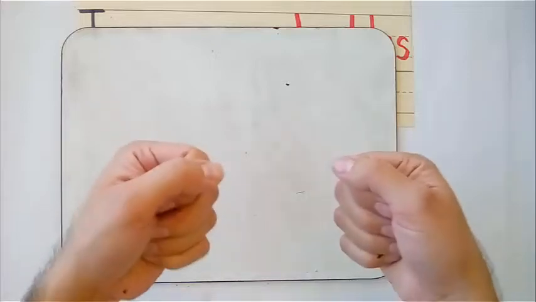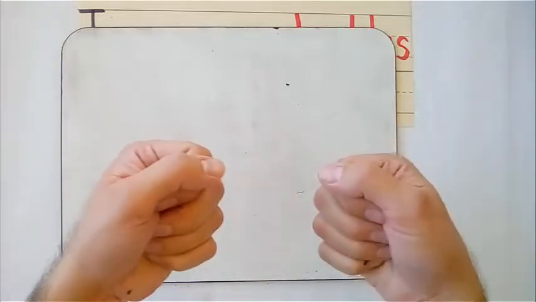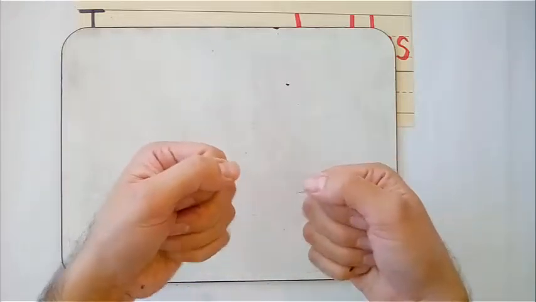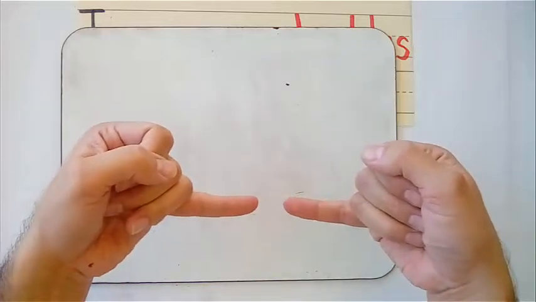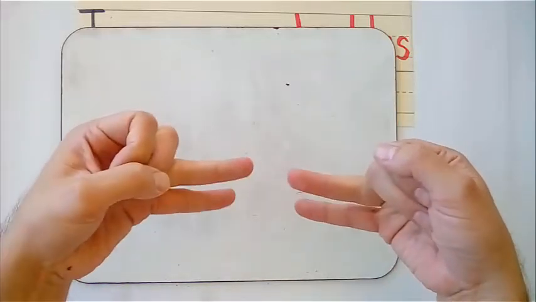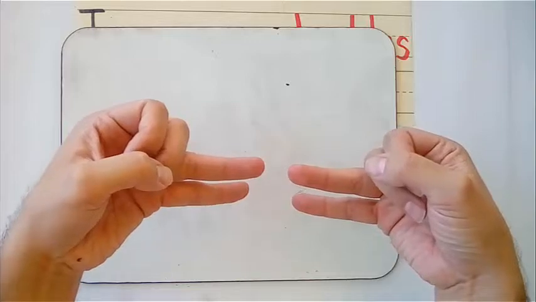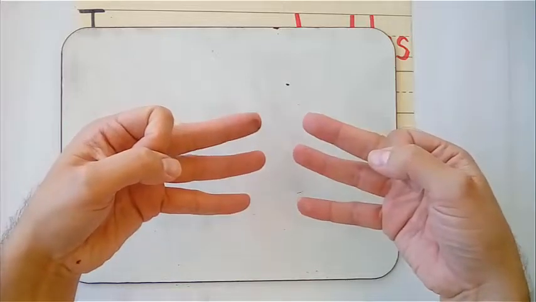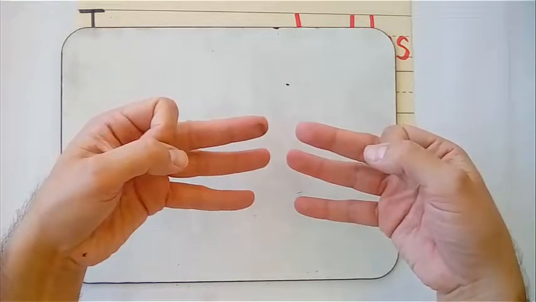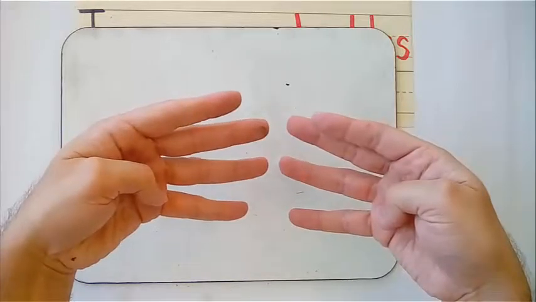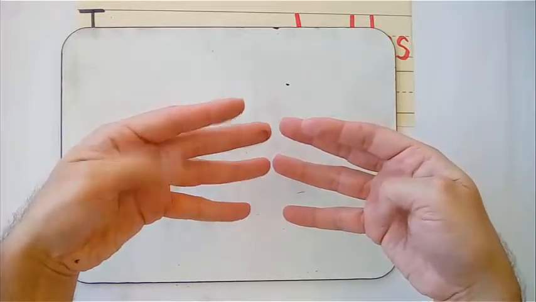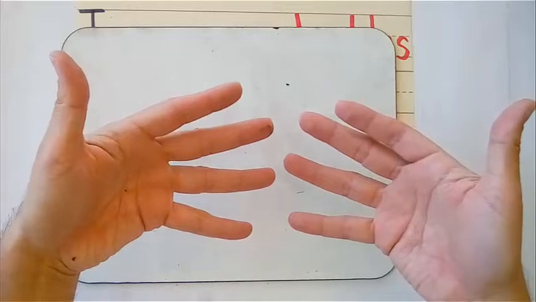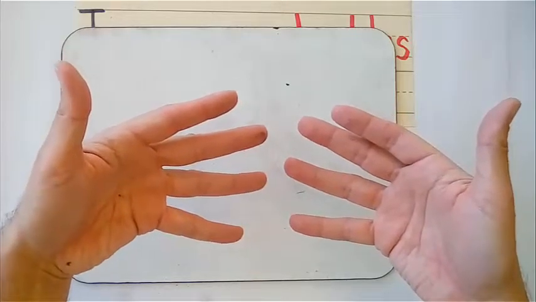Let's do it one more time. Let's do it together. 0 plus 0 is 0. 1 plus 1 is 2. 2 plus 2 is 4. 3 plus 3 is 6. 4 plus 4 is 8. 5 plus 5 is 10.